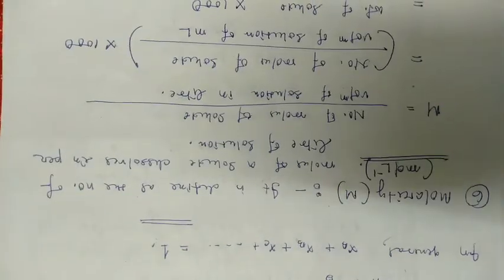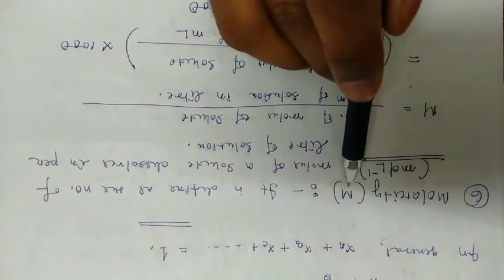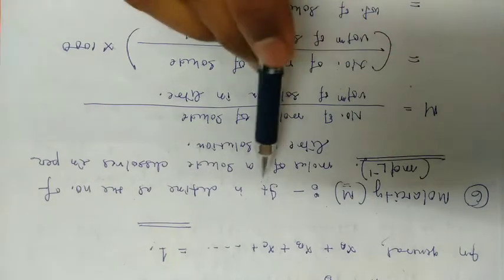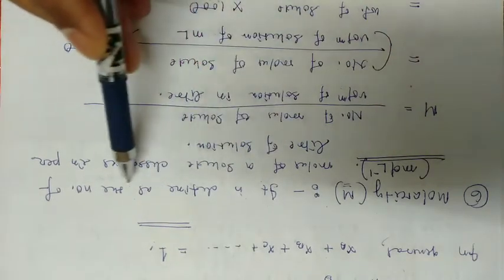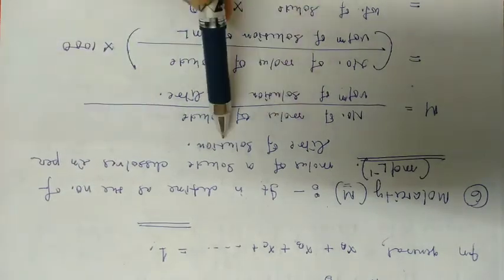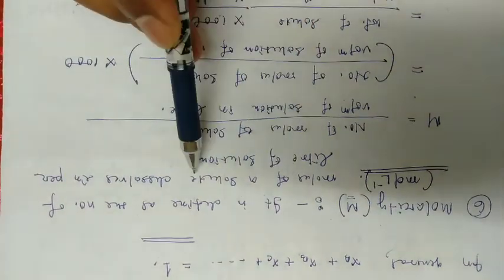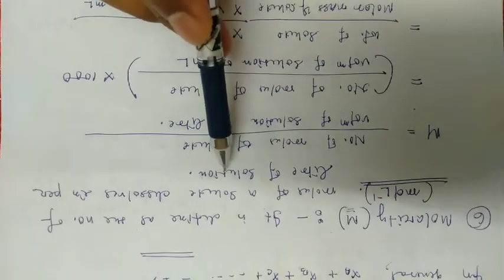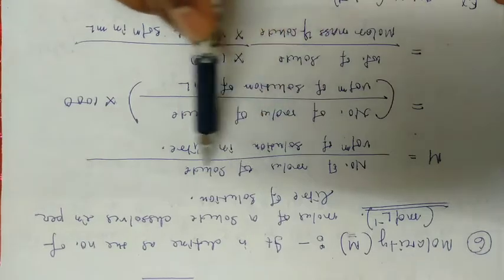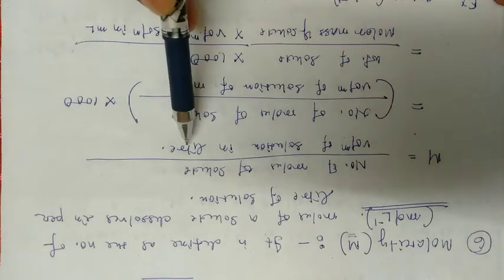So one more concentration unit to measure the concentration of a solution is molarity, denoted by capital M, also known as moles per liter. Molarity is defined as the number of moles of a solute dissolved per liter of solution. The mathematical relation to find molarity is equal to the number of moles of solute divided by the volume of solution in liters.